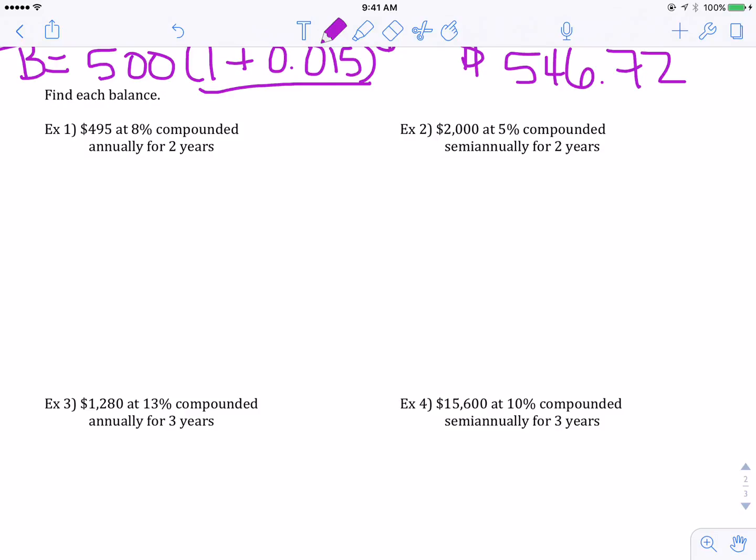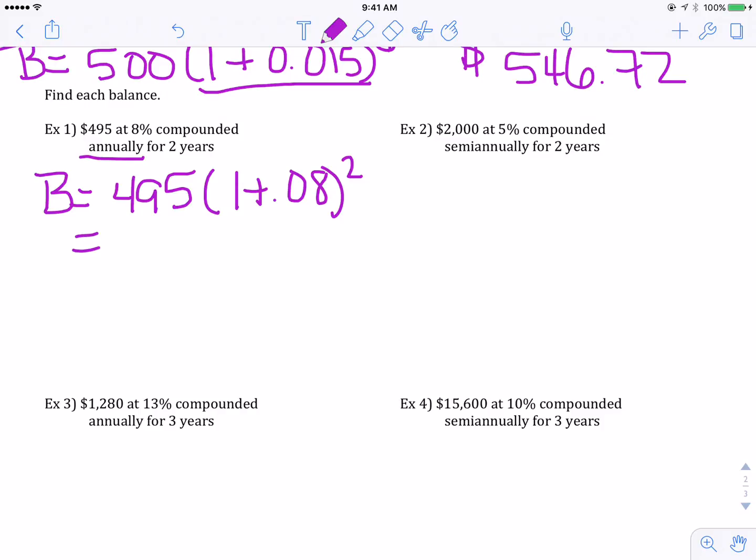Example 1, $495 at 8% compounded annually. That means we don't have to change the 8% for 2 years. So when I put this in the formula, it's going to be B equals 495 times (1 plus 0.08) squared. When I do that, remember 1 plus 0.08, square that, times 495, I should get $577.37.